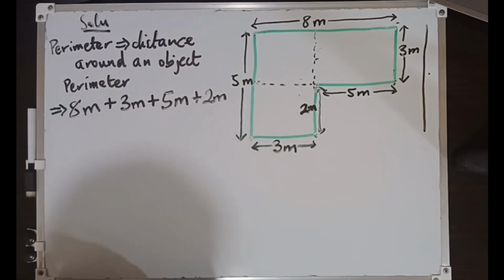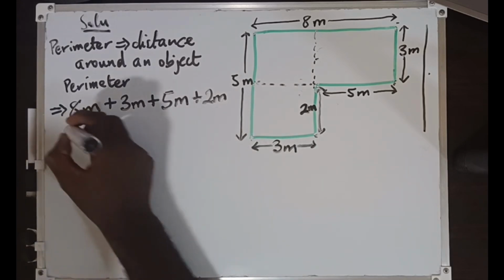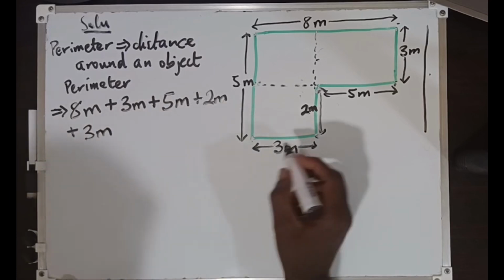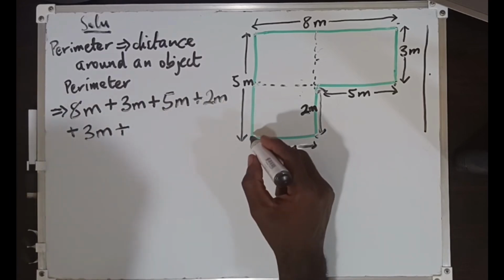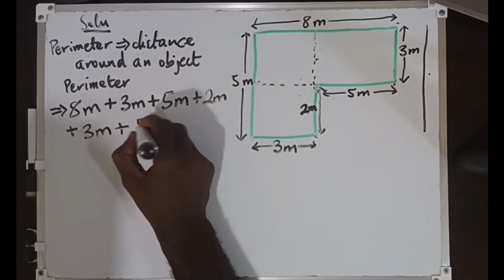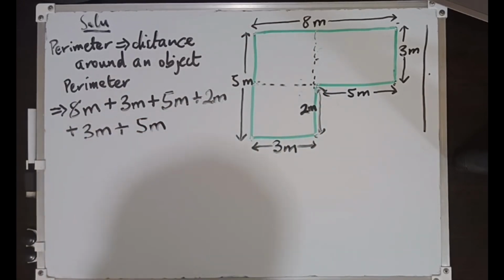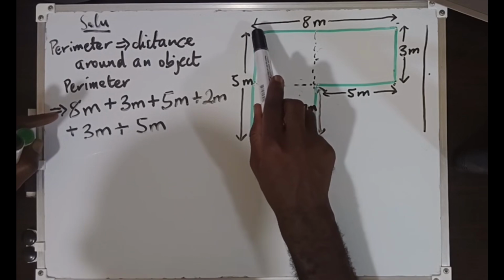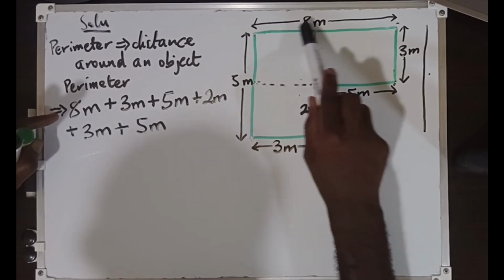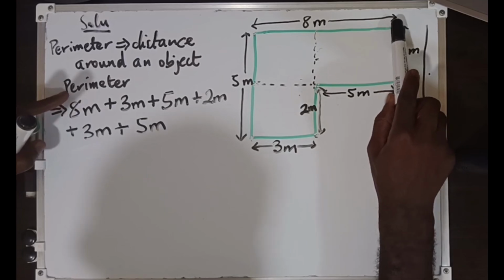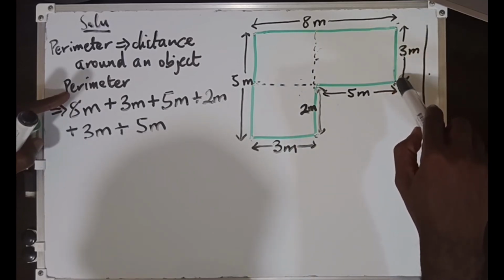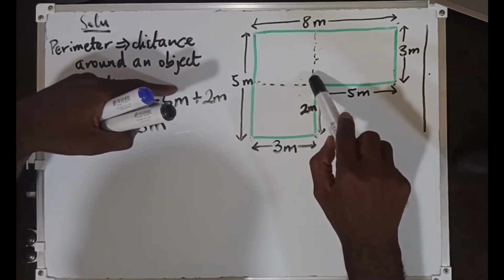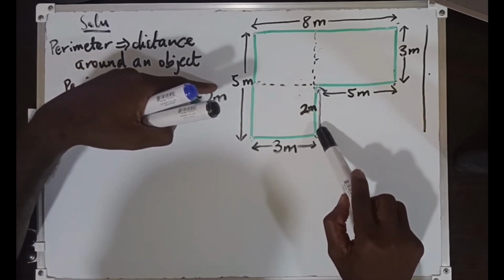Then we need a little bit of space, so you can continue here. So plus this 3 meters here. So 3 meters, then plus to the top here, so 5 meters. So we have 8 meters. That means the person who is measuring the perimeter was standing here. Then he moved all the way to this side, and that was 8 meters. Then he measured to this side, that is 3 meters. Then came here, from here to here is 5 meters. Then from here to here is 2 meters.